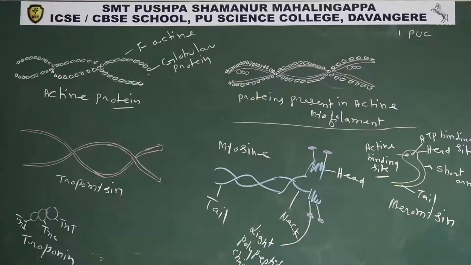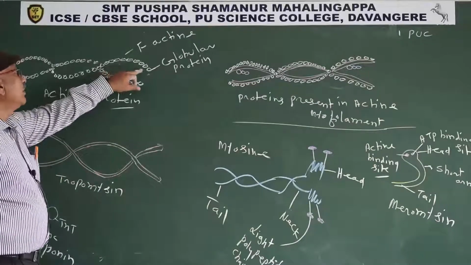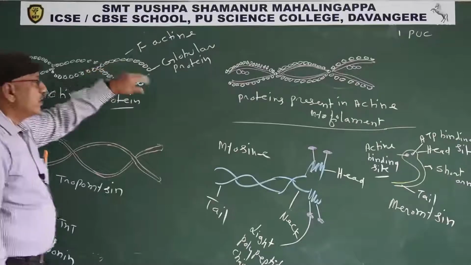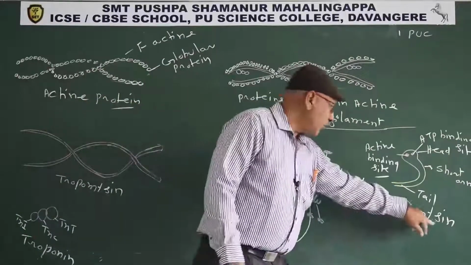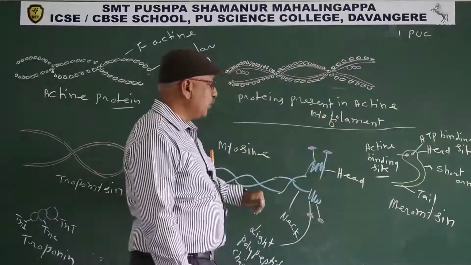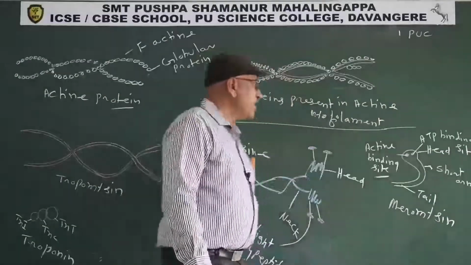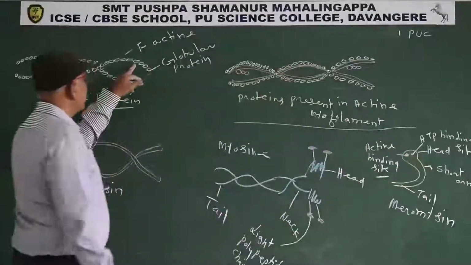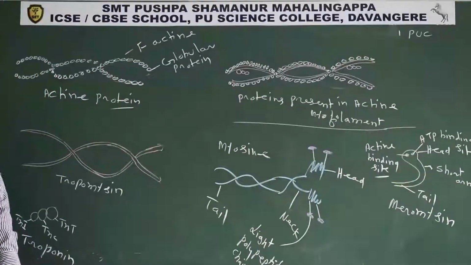The troponin inhibitor tries to cover the active sites. These are the active sites, the exposed part of the actin protein. Meromyosin head: meromyosin is the monomer of myosin protein. The meromyosin head, with the help of its actin binding site, attaches to the active sites of actin protein.